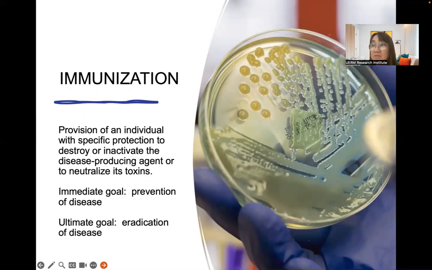Let's now go to immunization. So what is immunization? It's the provision of an individual with specific protection to destroy or inactivate the disease-producing agent or to neutralize its toxins. The immediate goal is prevention of the disease, and the ultimate goal is eradication of the disease.